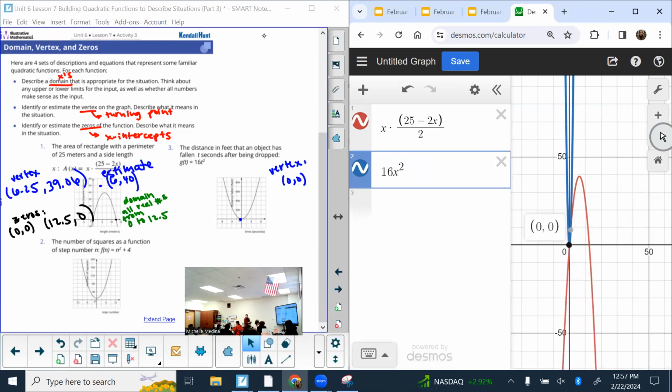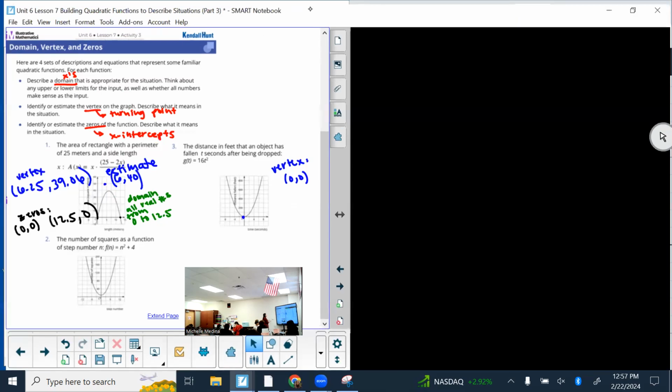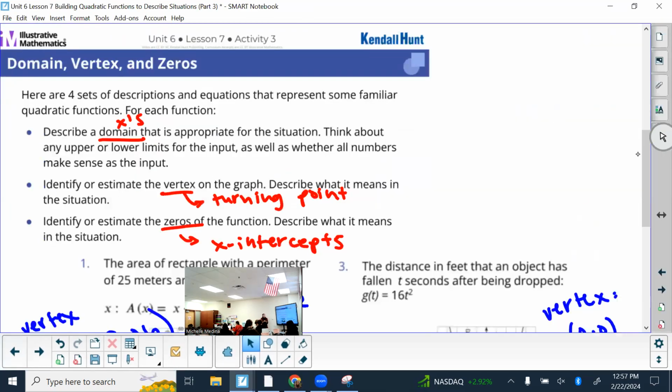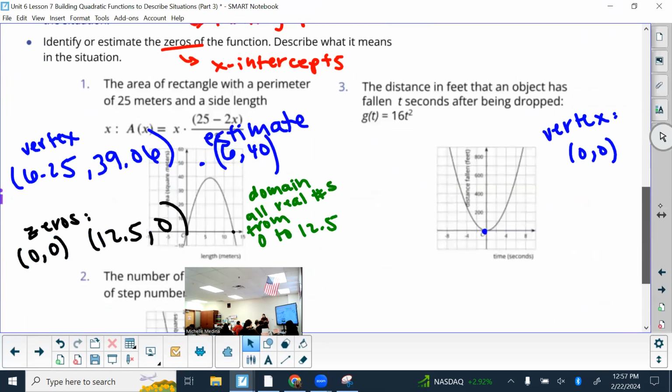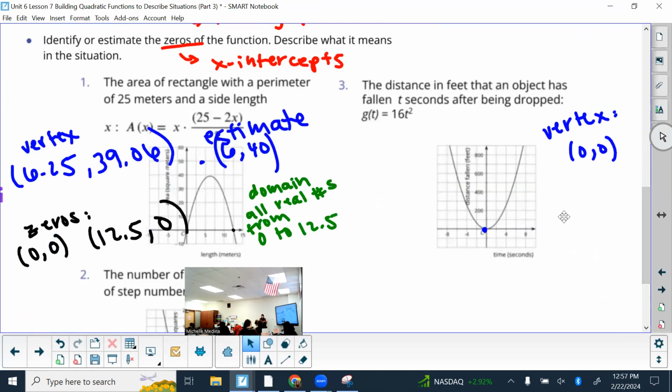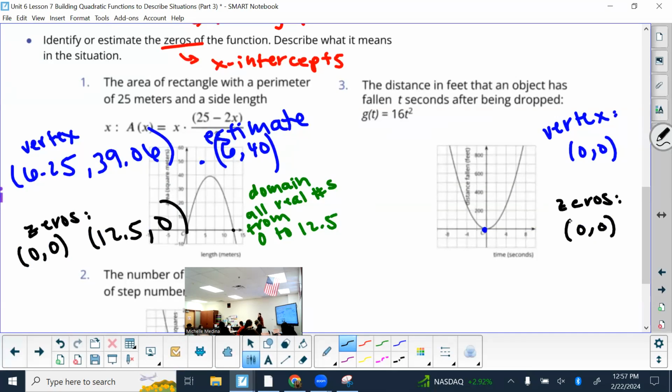Good. Table 2, what are my zeros for number 3? It would just be 0, 0. I only have 1 zero. 1 x-intercept, and it's at 0, 0. That's what it looks like when there's just 1 x-intercept. That's when the vertex is on the x-axis itself. There can also be no zeros. We'll see what that looks like in a second.